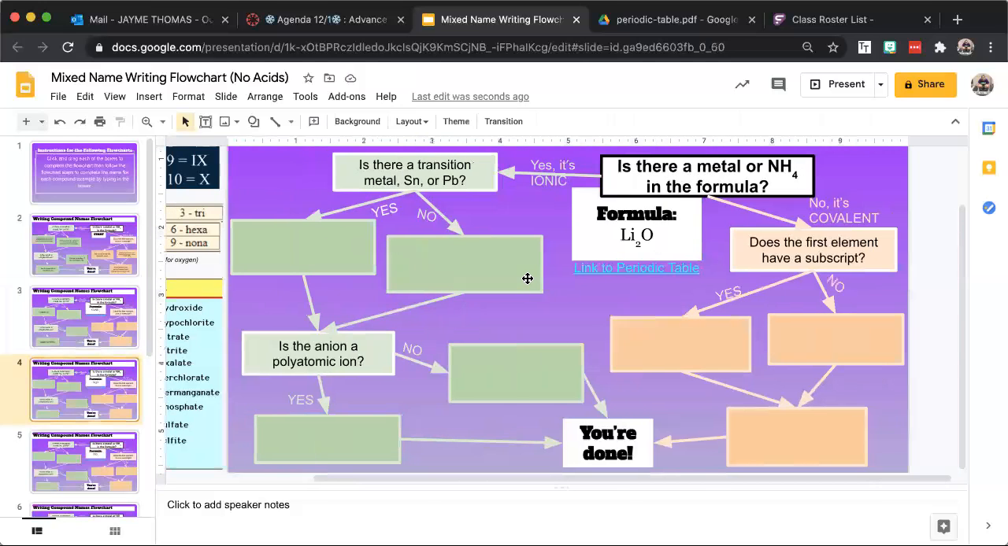Okay, next one is Li2O. So again, starting from the beginning, is there a metal or NH4 in the formula? I feel like, again, it's pretty obvious there's no NH4. So really, we just need to ask, is there a metal in the formula? Yes or no? Okay, Camila says yes, she is correct. Which element is the metal, the Li or the O? What do you guys think?